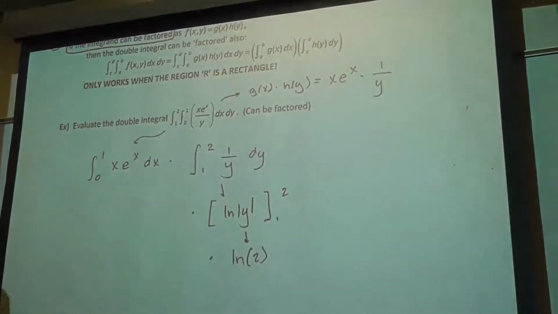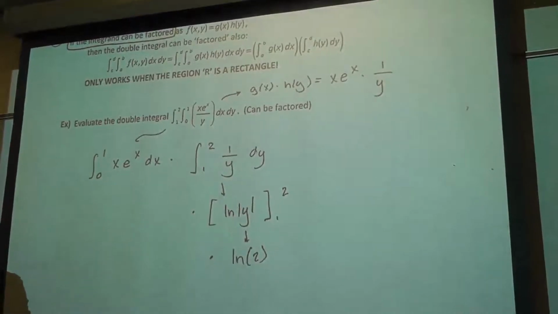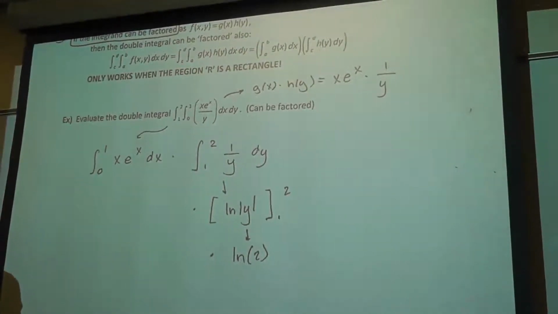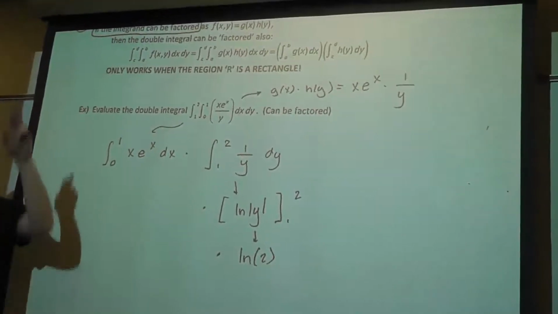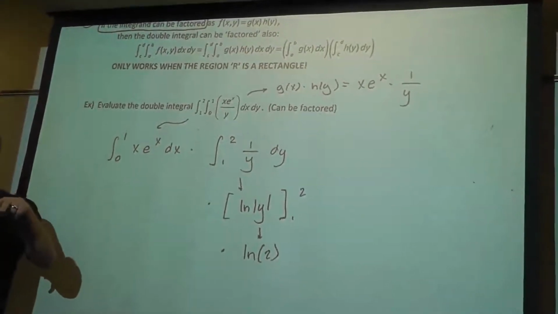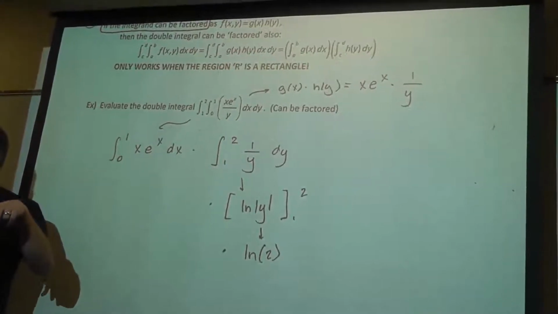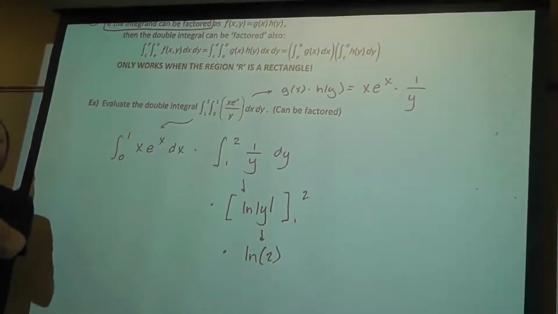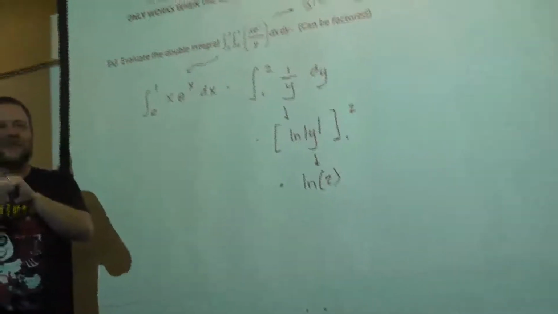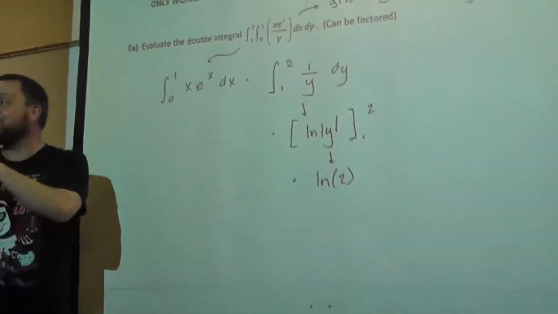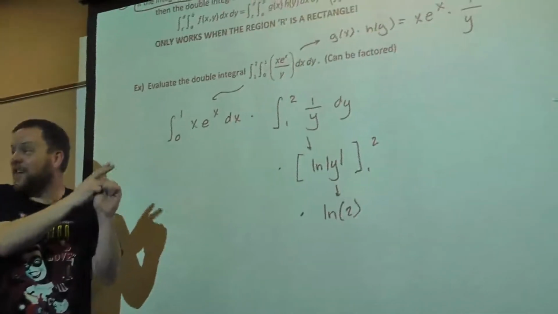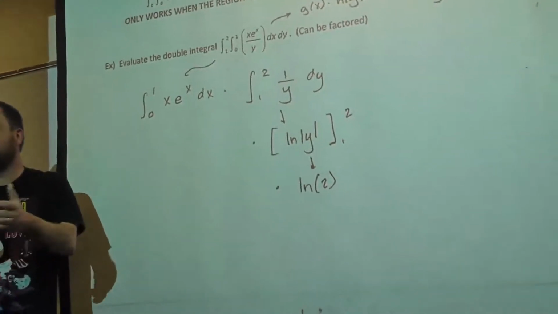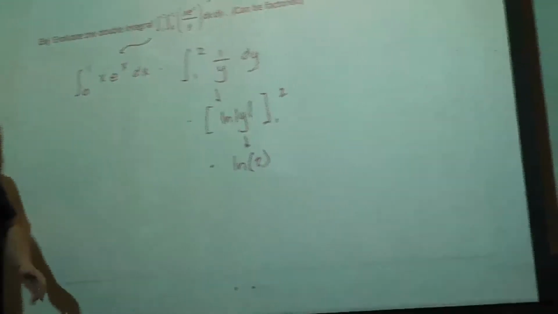Tabular by parts. How many of you know the tabular by parts shortcut? Is that where you make a little chart? Yeah, you make a u column and a dv column, and then you link diagonally with the plus, minus, plus sign scheme. How many of you have seen that before? I'm glad that's taken a bigger presence in calculus too, because I've had two students in the past come back from UT whose professors were impressed that they knew that. They didn't think that anybody was teaching that anymore. So I'll show you that here in a second.